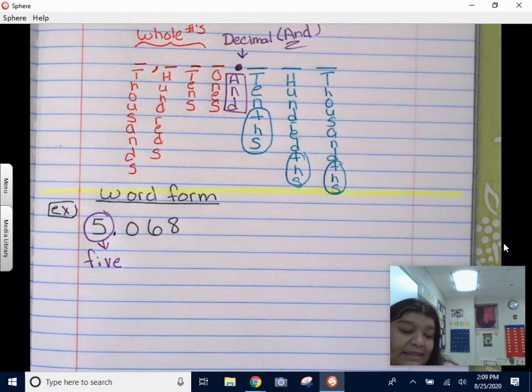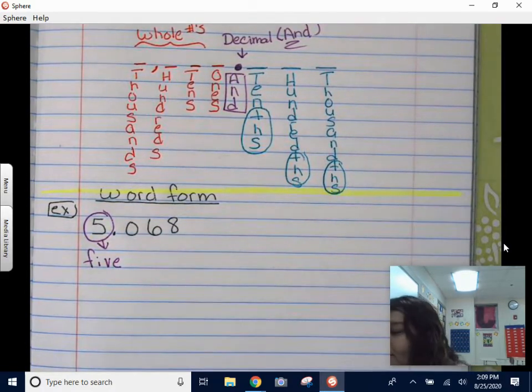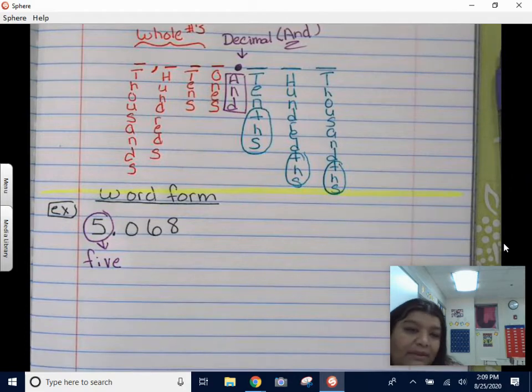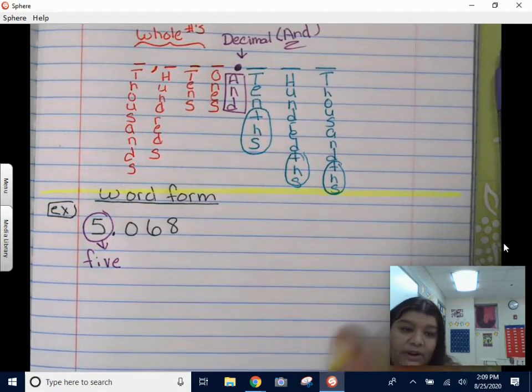And this is why I like colored pens, because I color code everything. Okay, when we get back together, everything has a place. Okay, and everything is very organized.